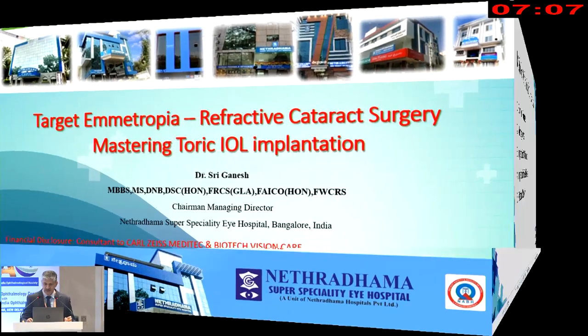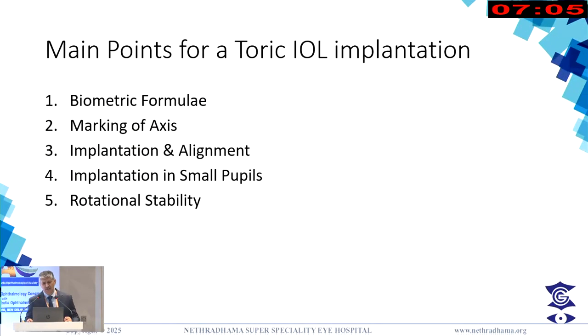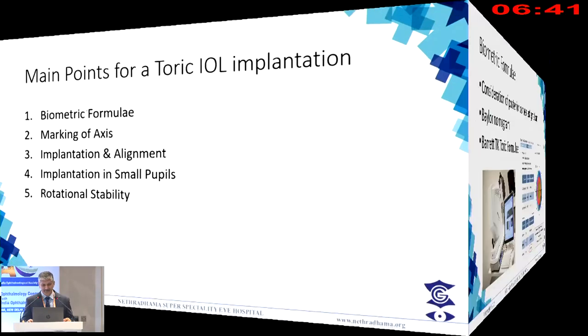So let's look at some of the main points for a toric IOL implantation. One is the biometric formula, which has been covered in detail by Shreyas Ramurthy and Gaurav Luthra. Then you have marking of the axis, implantation and alignment. Then implantation in challenging cases like small pupils, because again the toric marks are in the periphery and then it's difficult to align the lens. Then the last is the rotational stability.